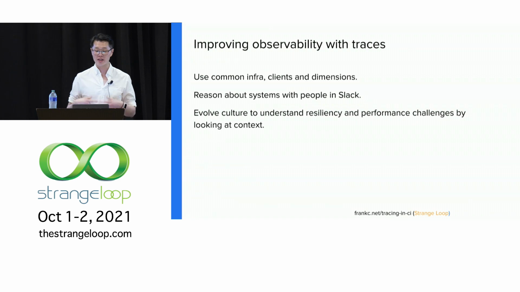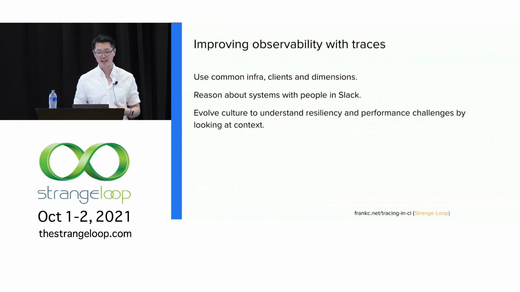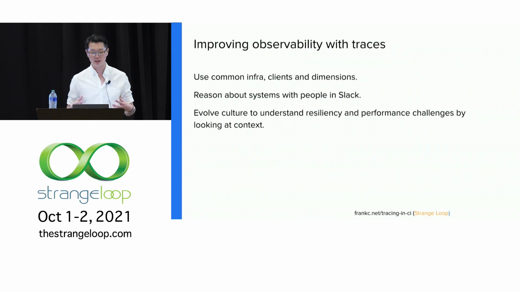How might we create a common infrastructure and language to increase legibility and unpack complexity across teams? How might we create an integrated diagnosis and reasoning about complex system interactions with people in Slack? How might we evolve our observability culture? How can we share this tooling with teams that need it?